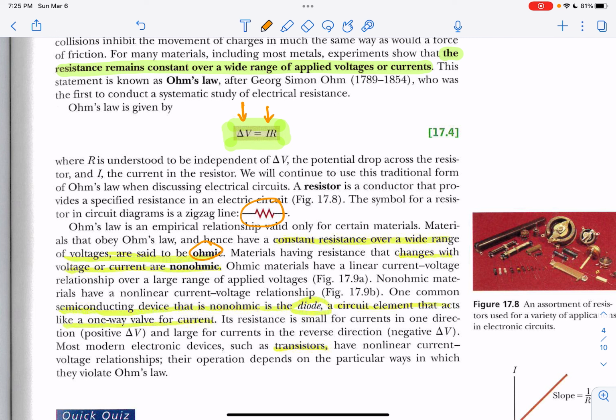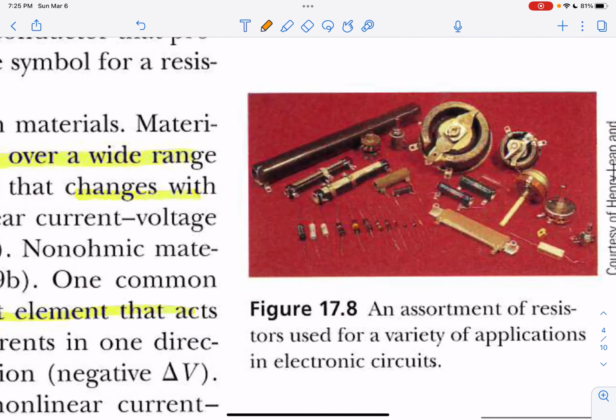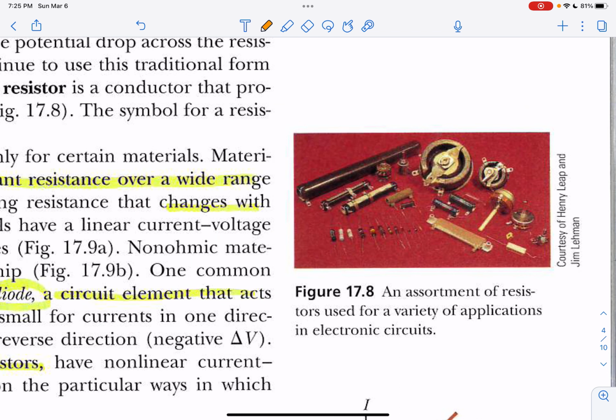It could be used, for example, to force the current to go to a different branch. It might use up some of the energy because the other thing that's in the circuit only requires a little bit of energy, and you don't want it to be too much. There's lots of reasons for using a pure resistor. Now, this picture right here shows you lots of different kinds of resistors, including variable resistors, which are called rheostats.